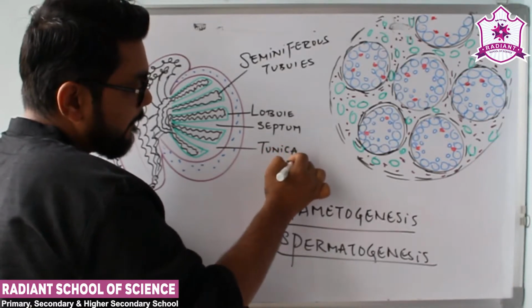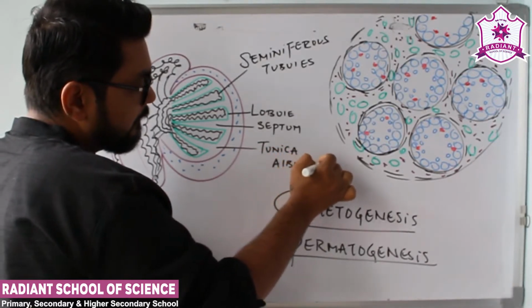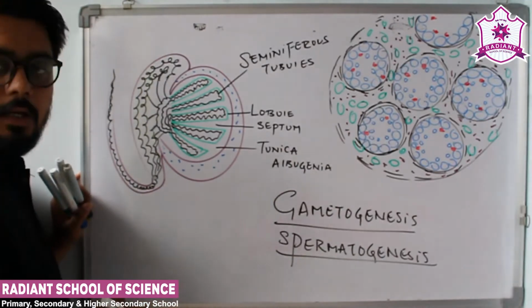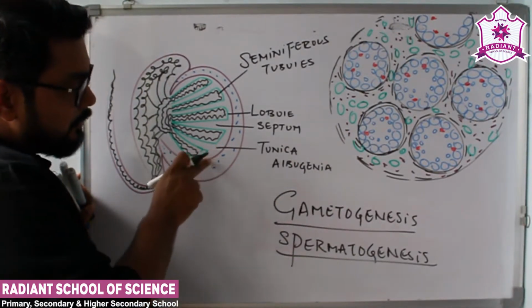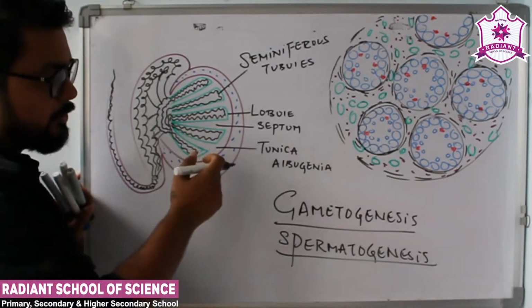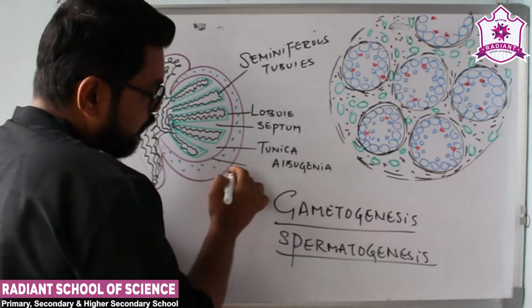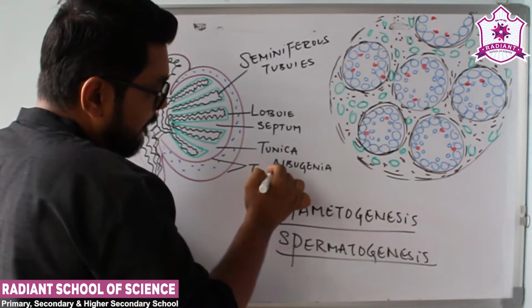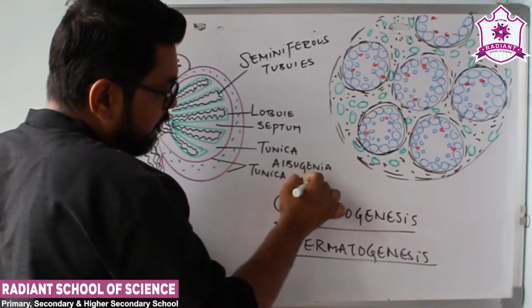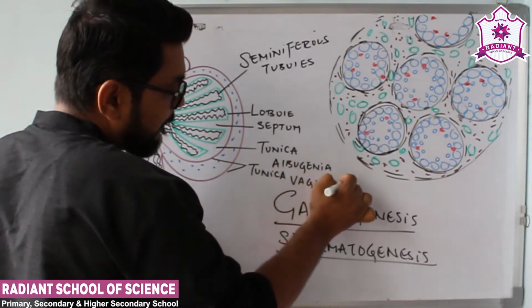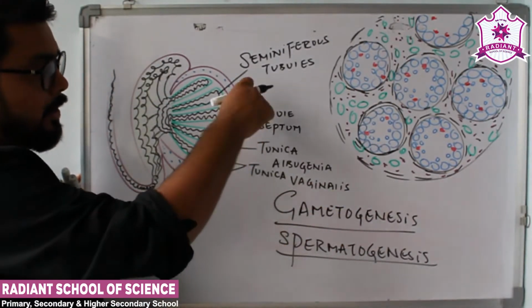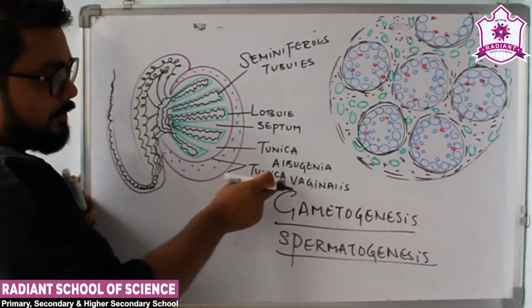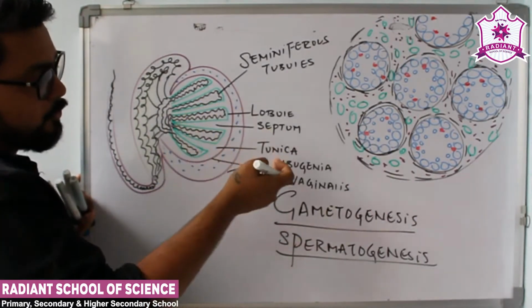and the layer which is surrounding the lobules is known as tunica albuginea. And the layers which are surrounding these purple lines which I have drawn, which are surrounding tunica albuginea, are known as tunica vaginalis. So we have tunica albuginea covering the lobules and tunica vaginalis covering the lobules together.